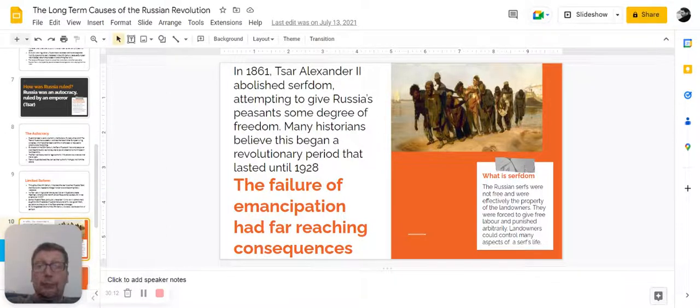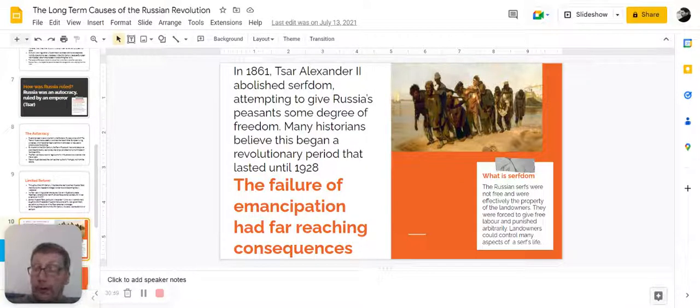And we'll find out now why the emancipation of the peasants failed to materialise and what the consequences of that were. It was because this creates the revolutionary tensions throughout Russia. In 1861, Tsar Alexander II abolished serfdom, attempting to give Russia's peasants some degree of freedom. Many historians believe that this began a revolutionary period that lasted until 1928. The failure of emancipation had far-reaching consequences.